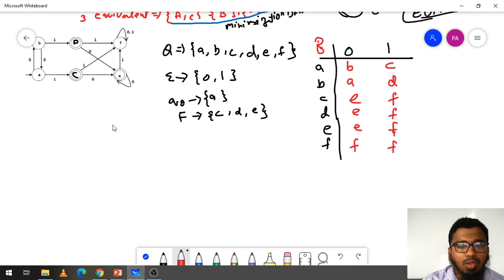Fine. Now we need to make the equivalence. How do we make the equivalence? First you need to do the zero equivalence.